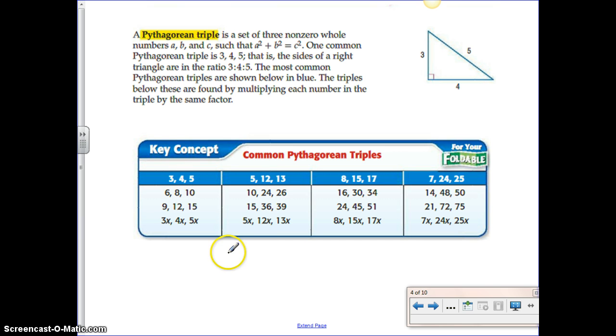Here's a list of some common Pythagorean triples. We have 3, 4, and 5; 5, 12, and 13; 8, 15, and 17; and 7, 24, and 25. Underneath these sets of 3 numbers, we also can have common multiples given a common factor of 2. We see that 6, 8, and 10 will also be a Pythagorean triple when setting up right triangles.